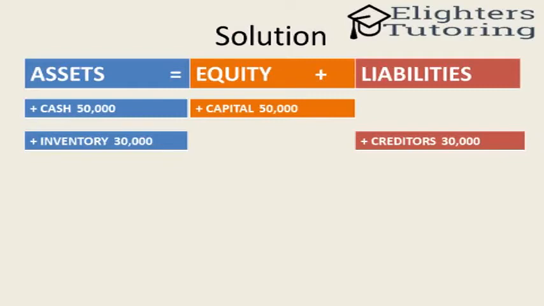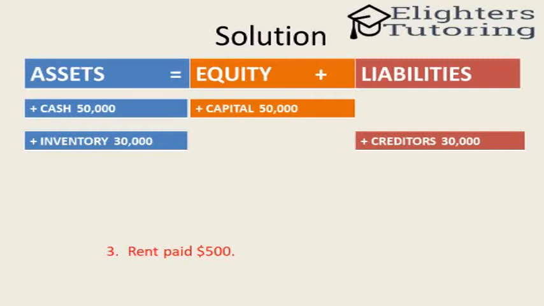Let's go to transaction number 3. Rent paid $500. Rent is an expense. Remember, we have said that equity or capital is usually affected by expenses. How? Every expense in a business reduces the amount of capital. So this means that this rent paid of 500 will reduce the capital.